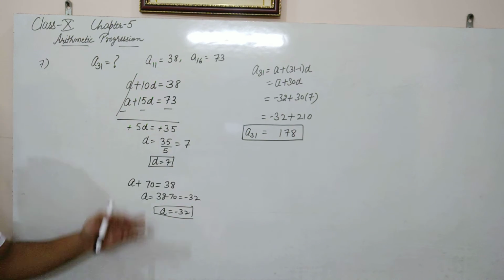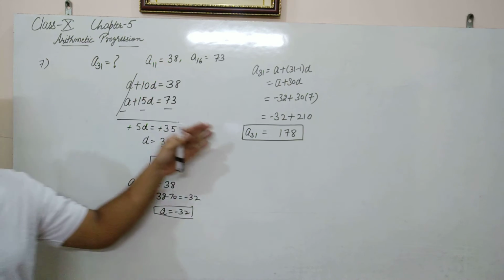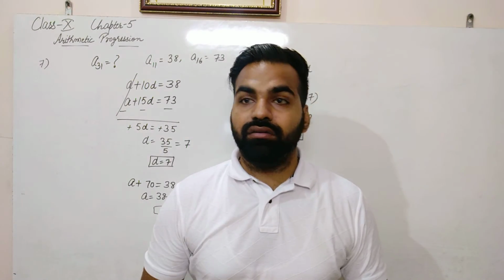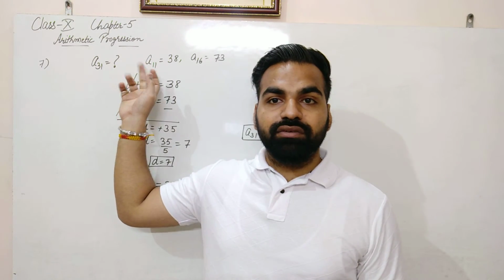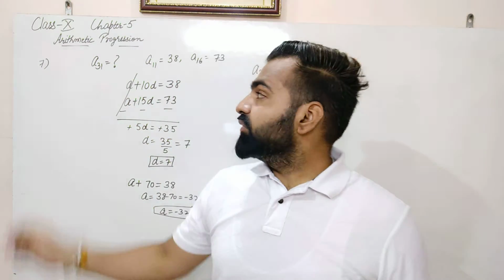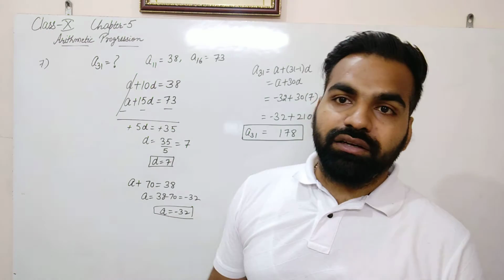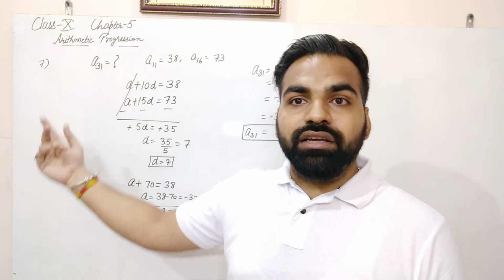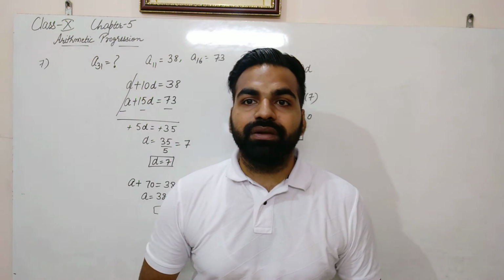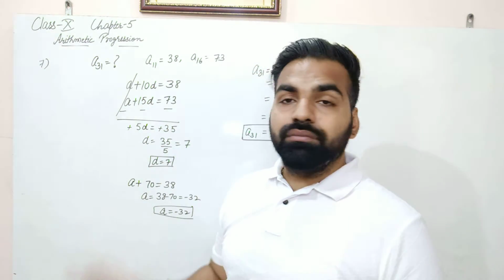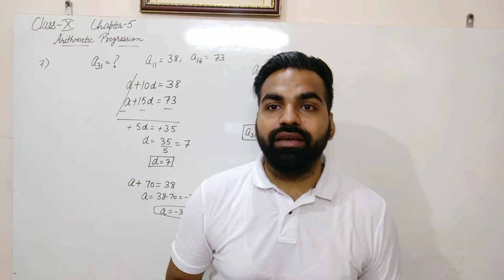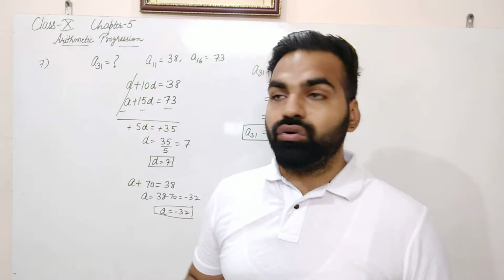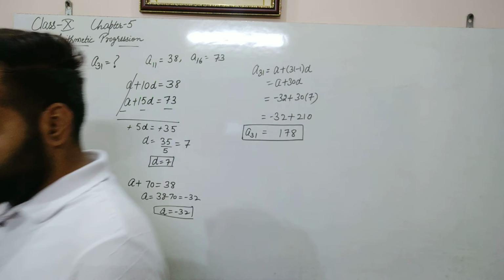So from this question, we can see that if any two terms of an AP are given, like the 11th term was given and the 16th term was given, we can calculate any other term of the AP. Here the 31st term was asked; in some questions some other term will be asked, so we can find it by this. To find the AP, we only need two terms to calculate the whole AP. So this was question number 7.